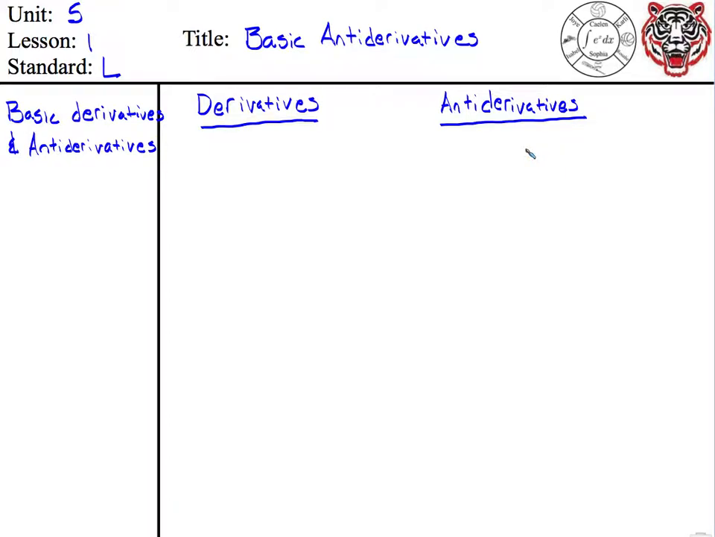All right, this is AP Calculus Lesson 5-1. We are going backwards finally today. So, basic antiderivatives. We have done derivatives, now we are doing the antiderivatives. Just a note for everyone also, this is our last unit of multiple choice. Unit 6 is going to be free response.